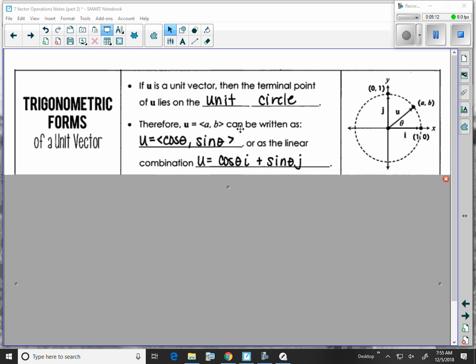Because the unit circle has those terminal points, we can write the vector as cosine theta, or cosine of your angle, comma, sine theta, or sine of your angle. So here's what I want to point out to you. A is always the cosine. When we look at A right here, A will always be the cosine of whatever that angle is. B will always be the sine of that angle. I'm just going to label that for you. You can label it if you want to. So cosine is always x or A. Sine is always y or B.